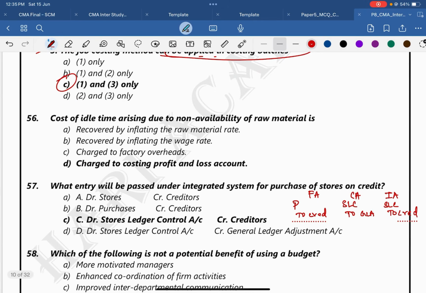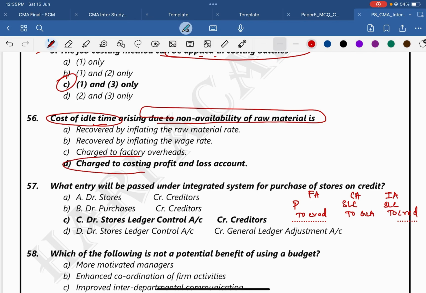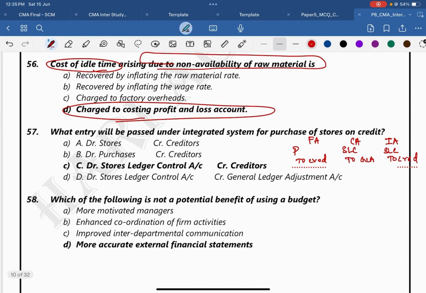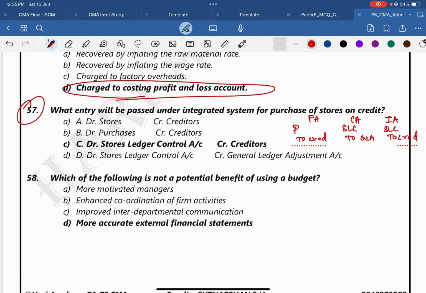Then 56. Cost of the idle time arising due to non-availability of a raw material will be charged to the costing P&L. It is an abnormal situation, so the cost of idle time will be charged to the costing P&L. Then question number 57.